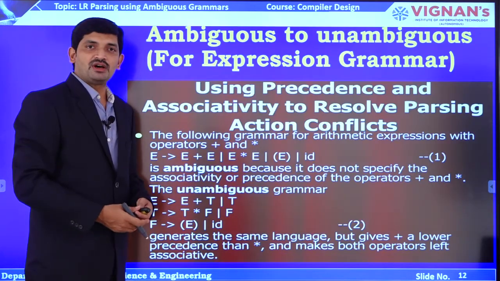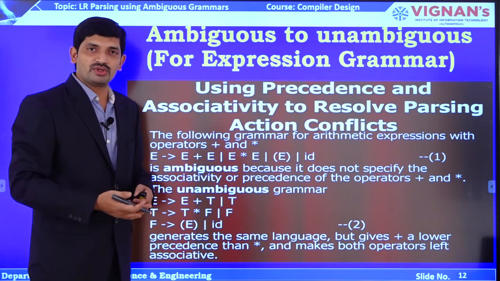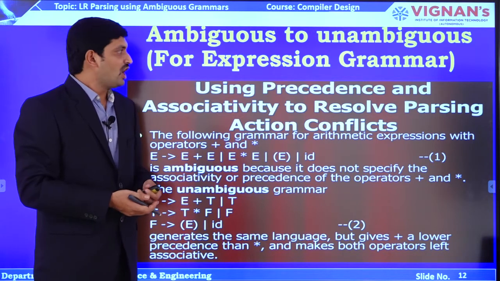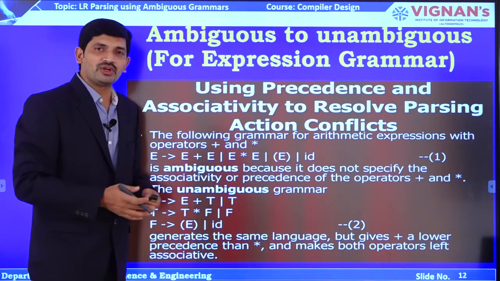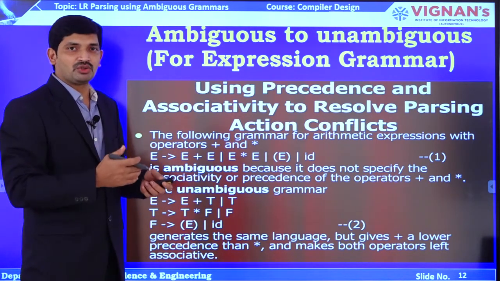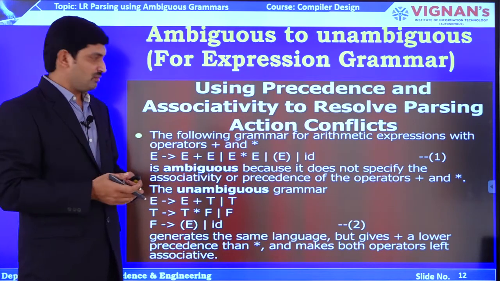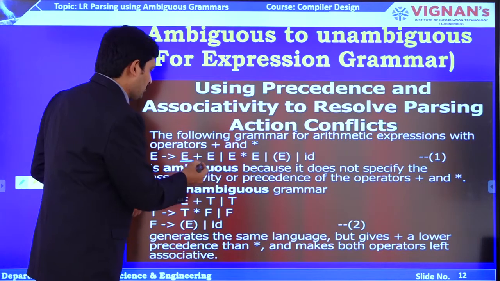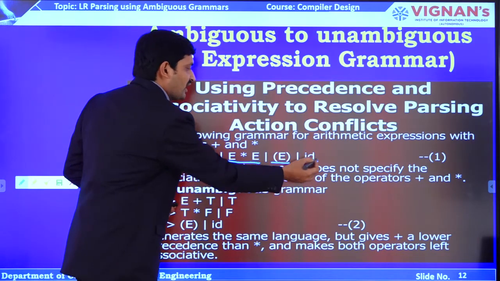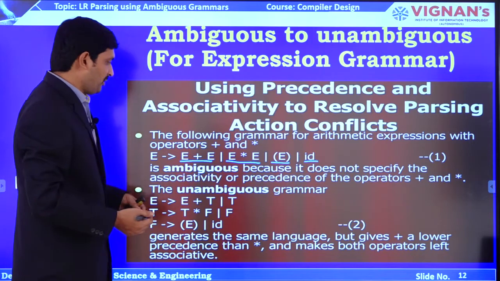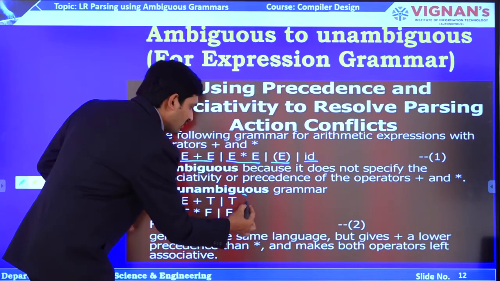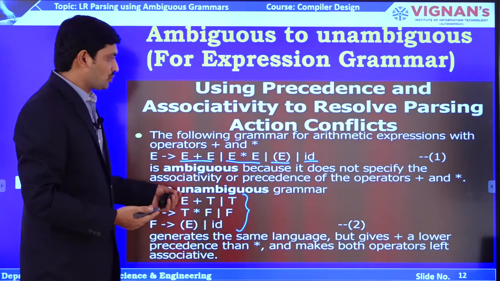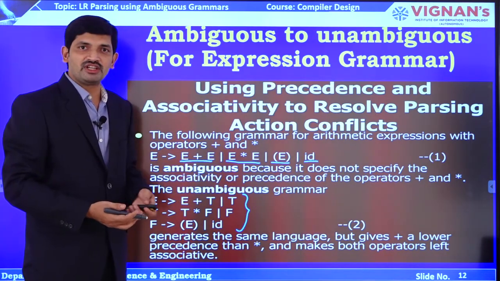The conversion of ambiguous grammars to unambiguous grammars may also depend upon the precedence or associativity of the operators. So here we are going to discuss how to convert an ambiguous grammar to an unambiguous grammar. The given grammar consists of E tends to E plus E, E star E, E, or ID, and depending upon the associativity or precedence we converted this into unambiguous. So now the question: how do precedence and associativity take place?